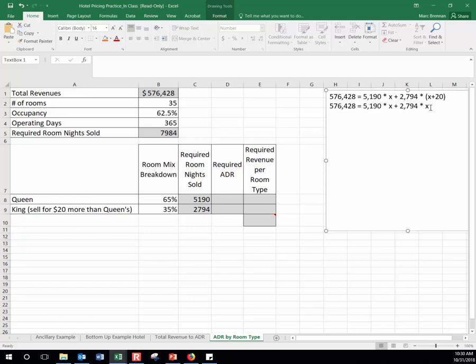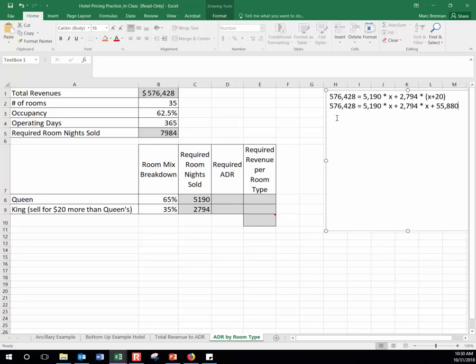And the reason why I'm using the star that we use in Excel is just so that you don't get confused from the X and the star here. Okay? And we can also add in whatever 2,794 times 20 equals. So that would be 55,880. Okay? So all we're doing here is we're starting to try and solve for X. So I multiplied this number by X to find out this part, and then I multiplied my number of rooms for kings times the $20 more that they're going to have to find out my 55,880.